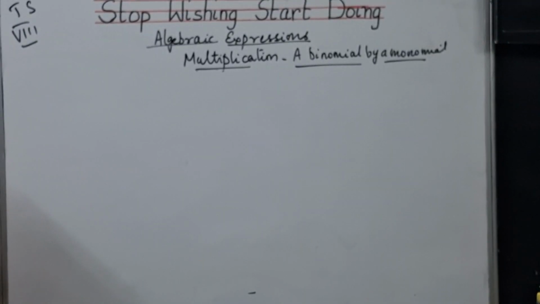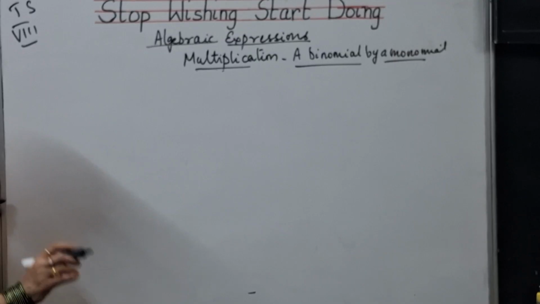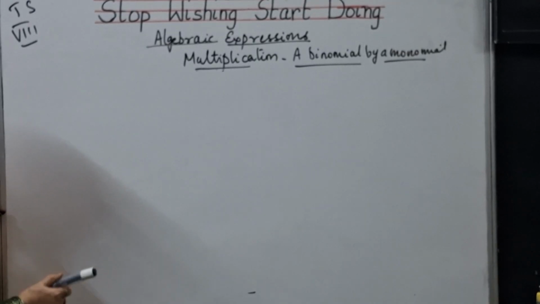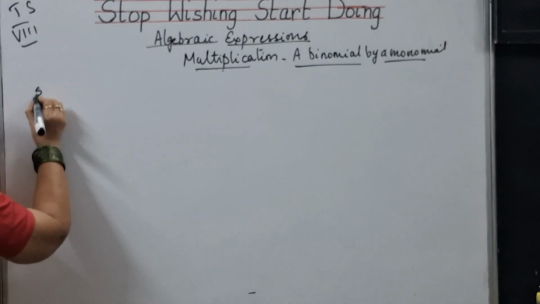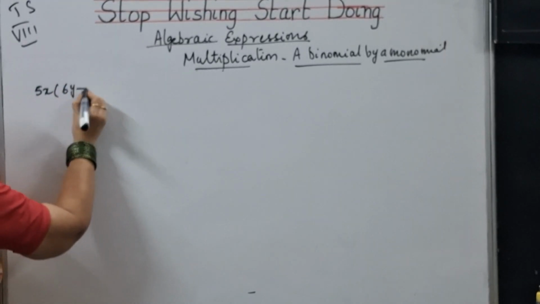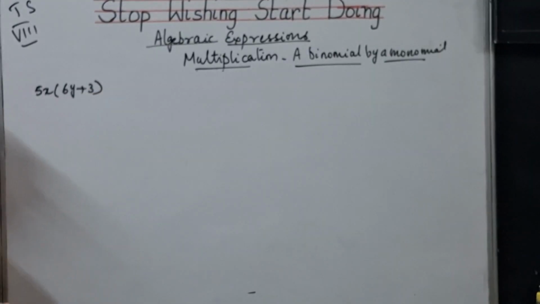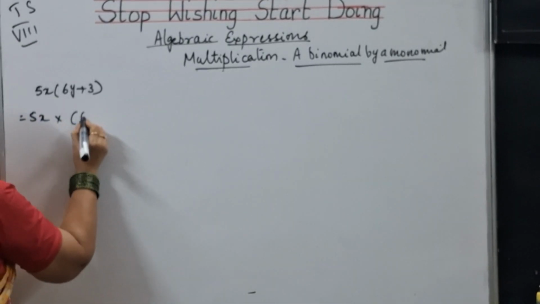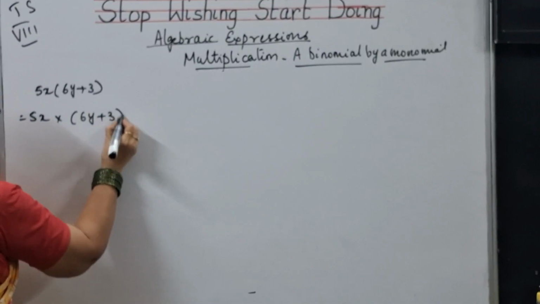Now, children, we are going to talk about multiplication of a binomial by a monomial. Earlier we have done multiplication of a monomial with a monomial. Now binomial. As an example, you have got one problem: 5x into 6y plus 3. This problem you have to do. Bracket means multiplication, I said. So you can write it as 5x into 6y plus 3.